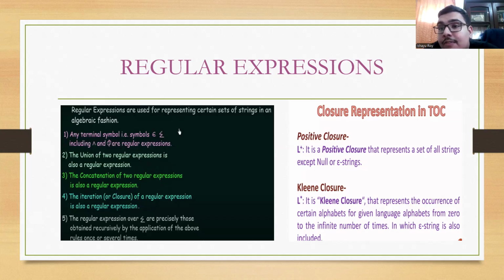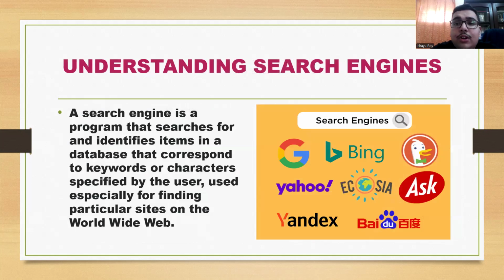While a Kleene closure will give you a null string, A, double A, triple A, and so on. That's all about regular expressions. Now moving on to understanding search engines.